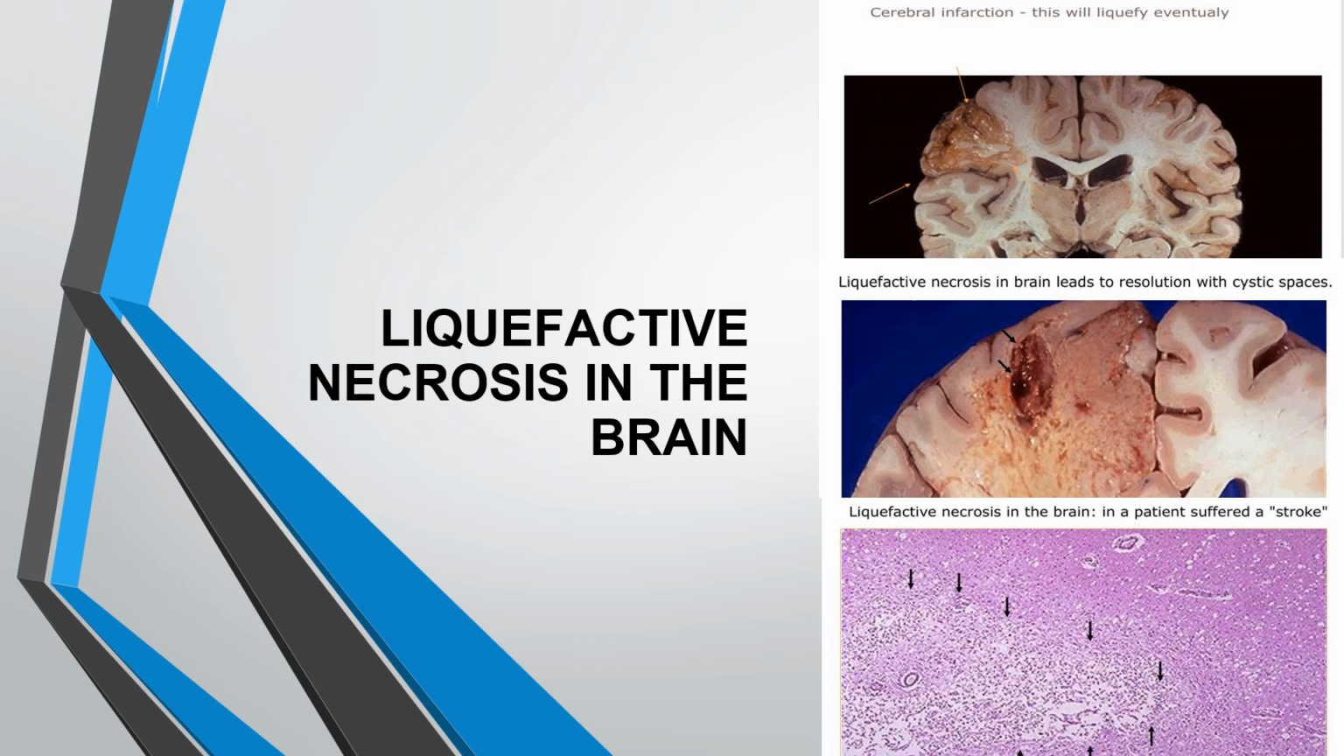This slide really drives home why the brain is different. After a cerebral infarct, like a stroke, the affected brain tissue doesn't scar the way other organs do. Instead, it undergoes liquefactive necrosis. Over time, the dead tissue is removed, leaving behind cystic spaces. That's why old brain infarcts often look like holes.